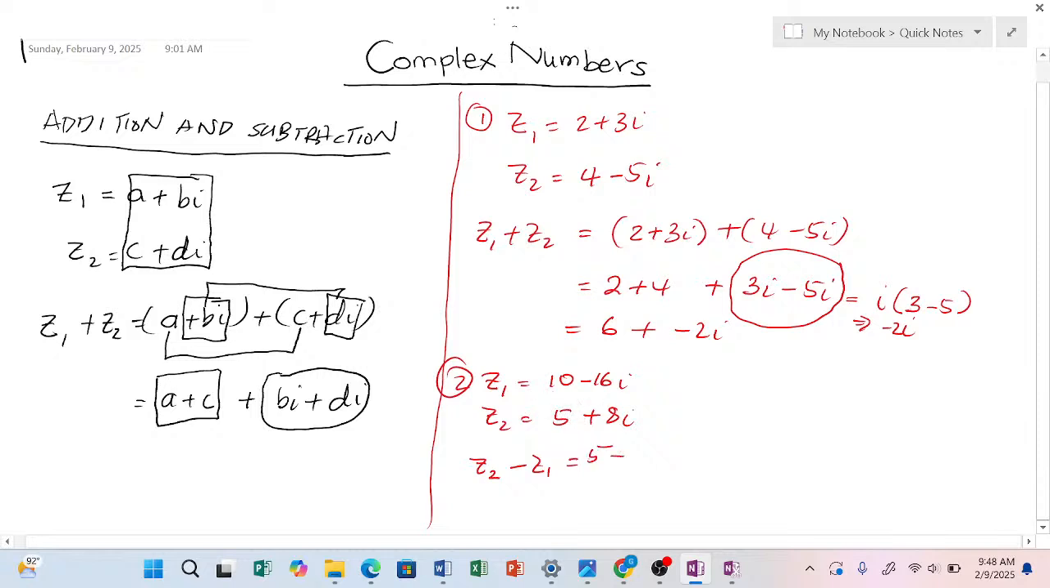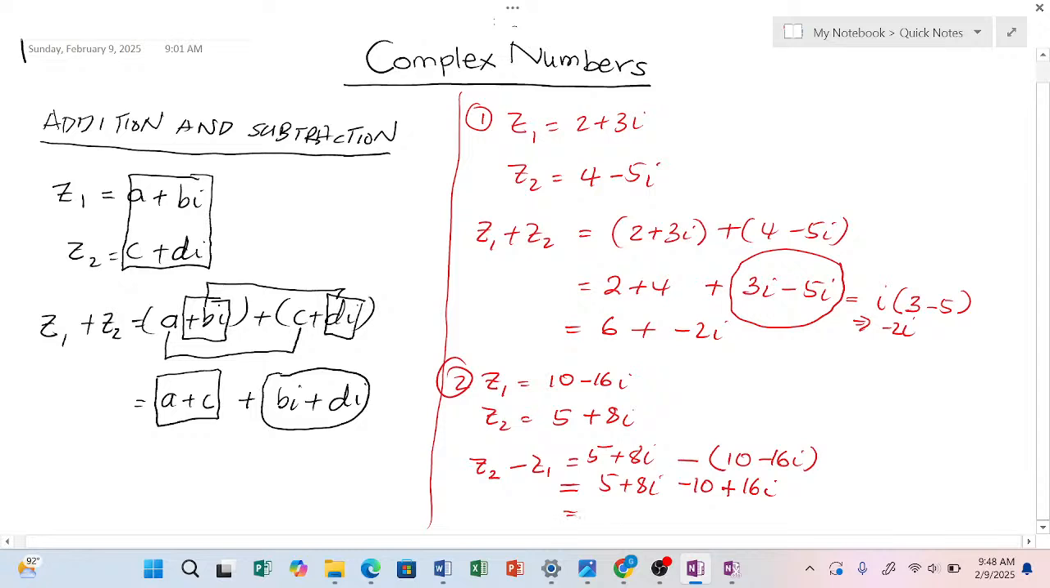That is 5 plus 8i minus the expression 10 minus 16i. Please, this negative will affect the whole of what? z1, or the first complex number. So the negative is multiplying the whole complex number, that is the 10 minus 16i. So I'm going to get what? 5 plus 8i minus 10 plus 16i.